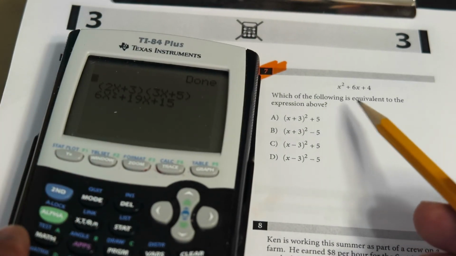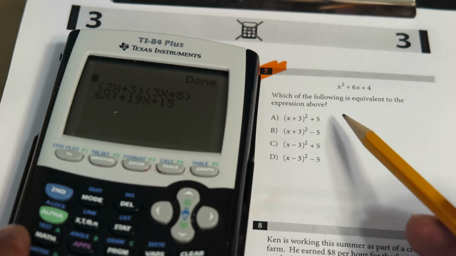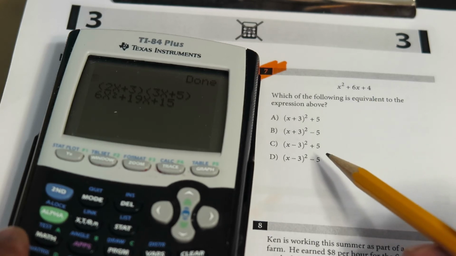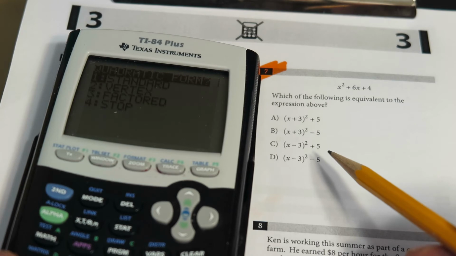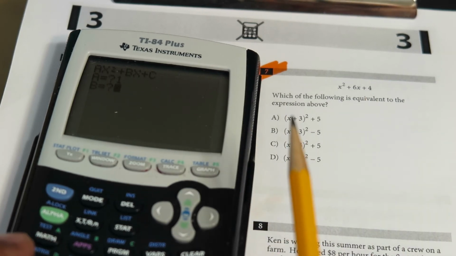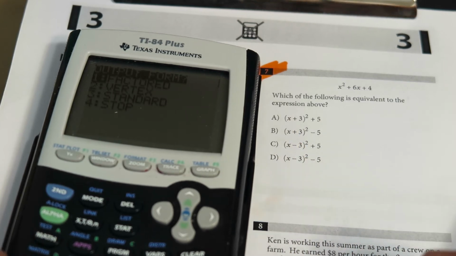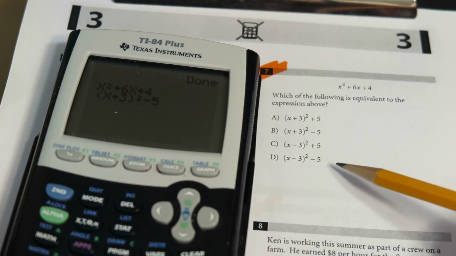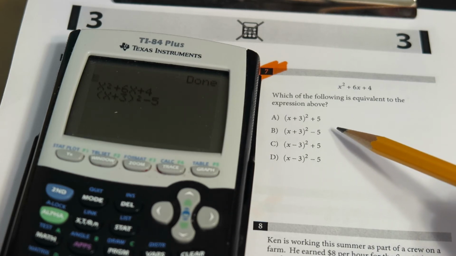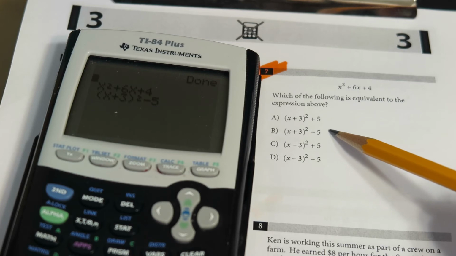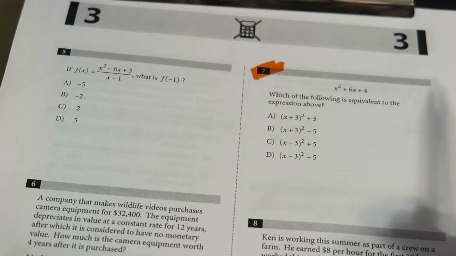Okay, so in this case, we have it in the standard form, and they want us to make it into the vertex form. So we would go standard, it would be 1, 6, 4, and we want to go to the vertex form, choose option 2. So it would be x plus 3 minus 5, right here, number 2. And we're off. Okay, let's see what else I got.